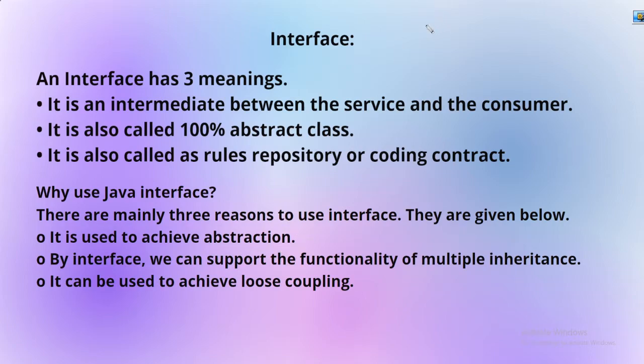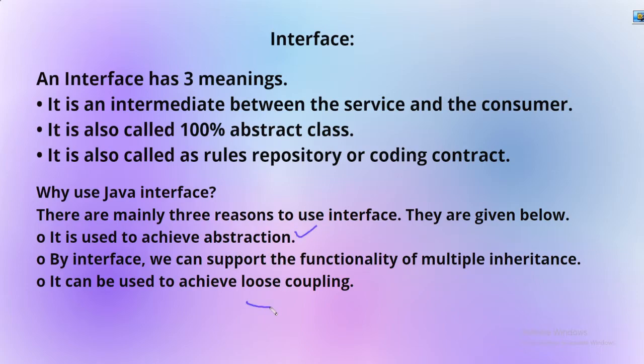That is, abstraction means there will be no implementation for the methods, but the code or the implementation for those particular methods will be written in the implementation classes. Why do we need abstraction? The output of abstraction will be loose coupling.